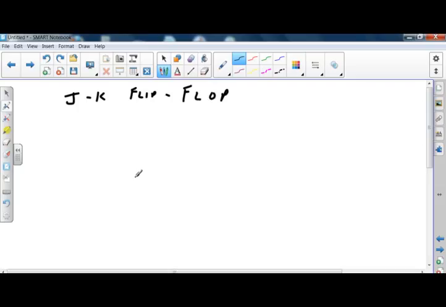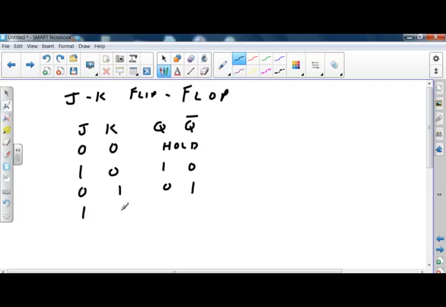The difference with a JK flip-flop is I've got a J, I've got a K, and I've got the Q and the Q naught. If both are 0, I'm doing a hold. So whatever it is that I had, I keep. Well, that's what I did with the RS flip-flop, right? 1, 0 is the same as a set. 0, 1 is the same as a reset. But the 1, 1 gives me a toggle.